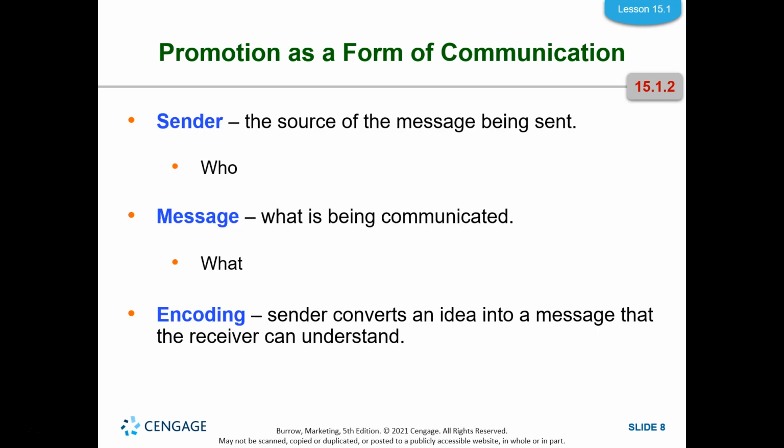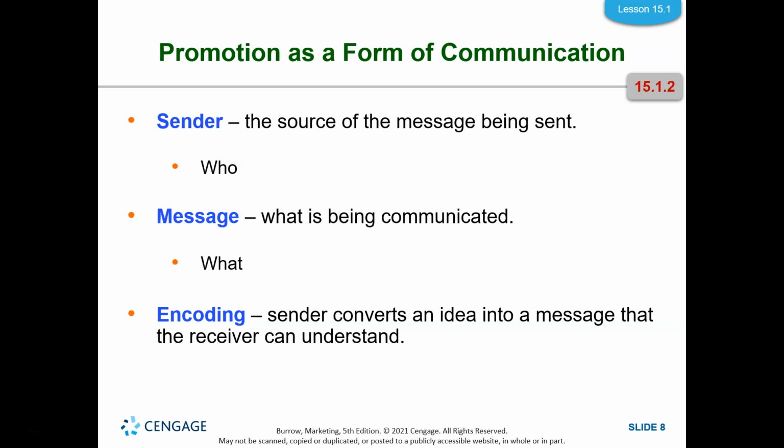So some definitions. The sender is the source of the message being sent, and so that would be the who. Definition of the message is what is being communicated. So that one's easy, it's the what. Definition of encoding. So a sender converts an idea into a message that the receiver can understand. So that's taking something that's complex sometimes and making it into simpler terms so that the receiver can actually get it.